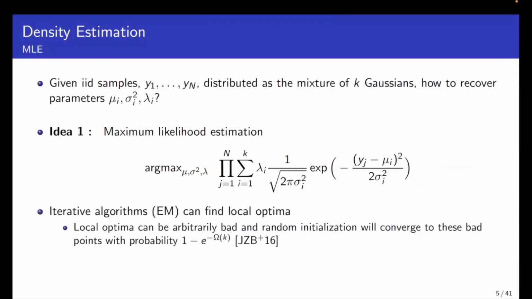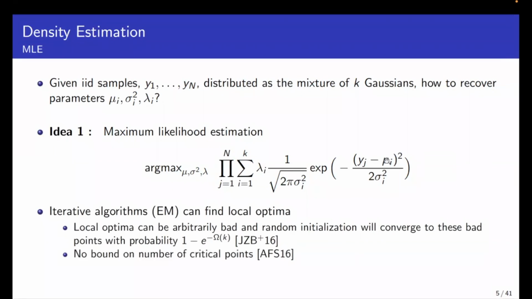But there are some issues. The first one is that these local optima can be arbitrarily bad with respect to this likelihood function. And moreover, random initialization will converge to these bad points with high probability.